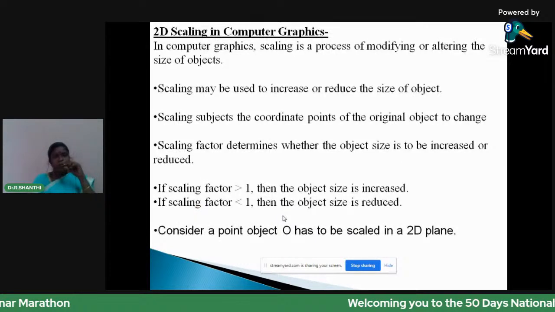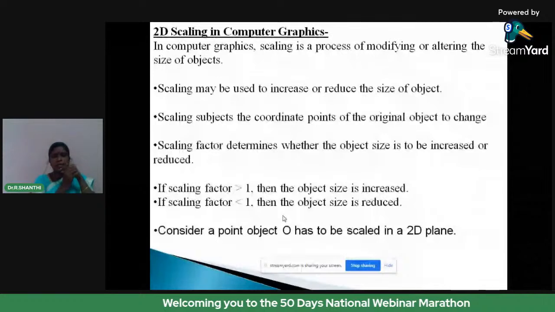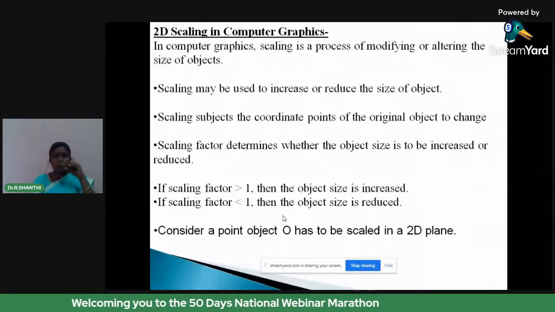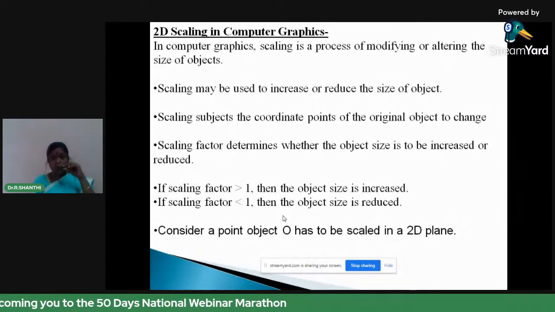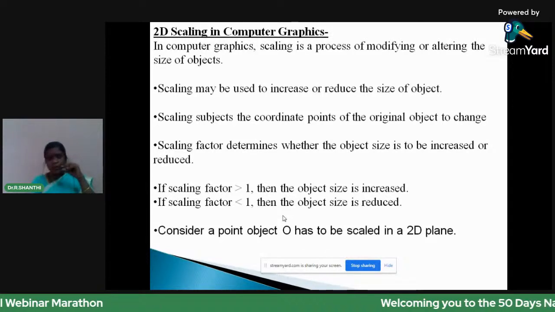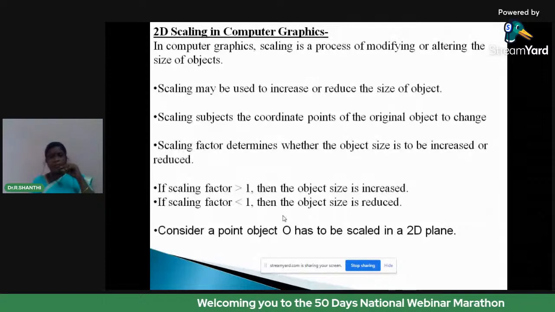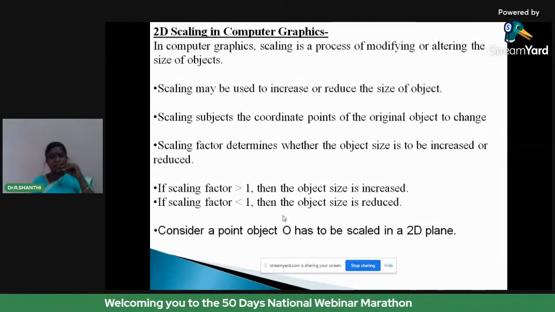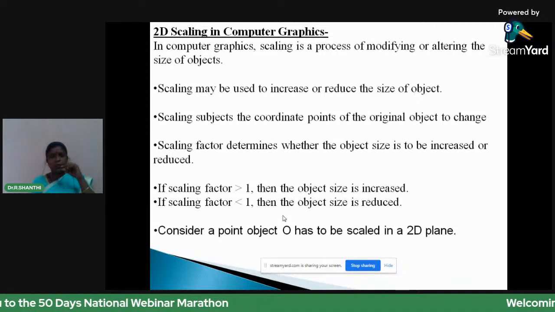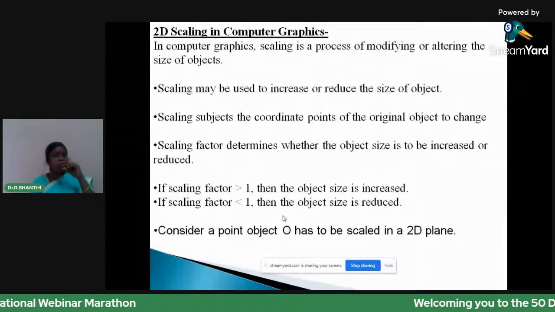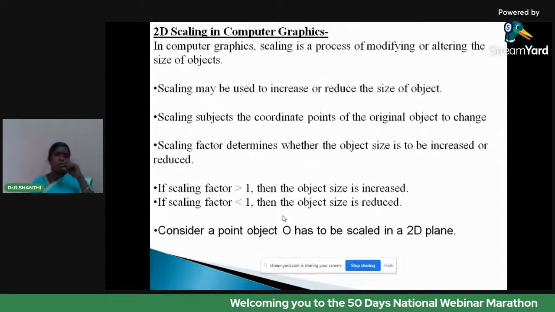Then we move on to scaling. Scaling is another important concept in 2D transformation. It is a process that will alter the size of the object. So far, we didn't disturb the object. I just took the object and placed it in some other position. After that, I kept on rotating the object. That's it. Here, we are going to disturb the object in a way. We are going to alter the size of the object.